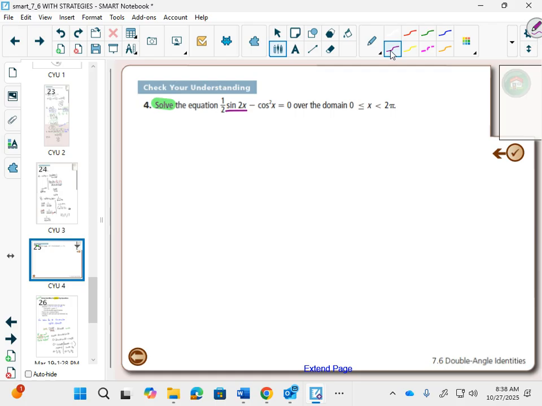And the way that you can sort of decipher between the two is if you just had the sine 2x and everything else was numbers, probably you could solve that as a multi-revolution question. But if you have the sine 2x and another function, like we have the minus cos squared x here, then it makes the most sense to change the sine 2x by its formula.